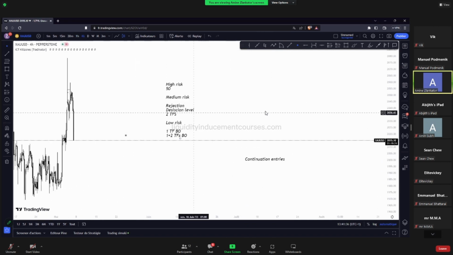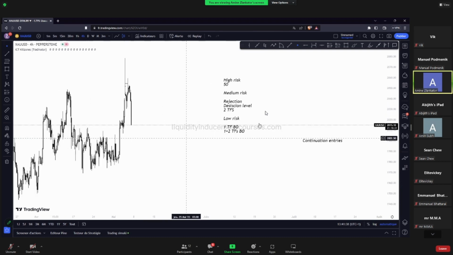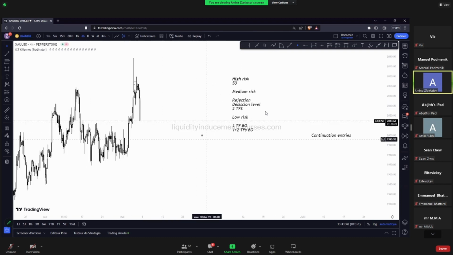Then you have the low risk. The low risk is basically you wait for storyline to start plus pullback. Daily.